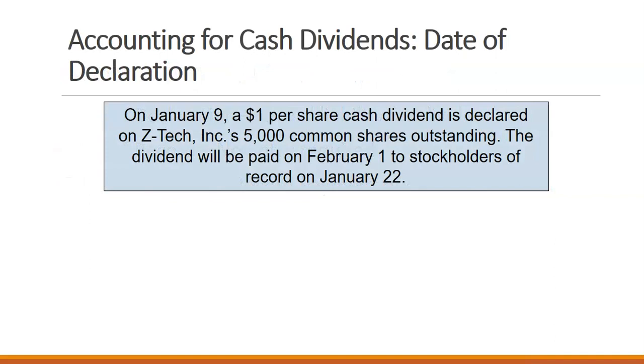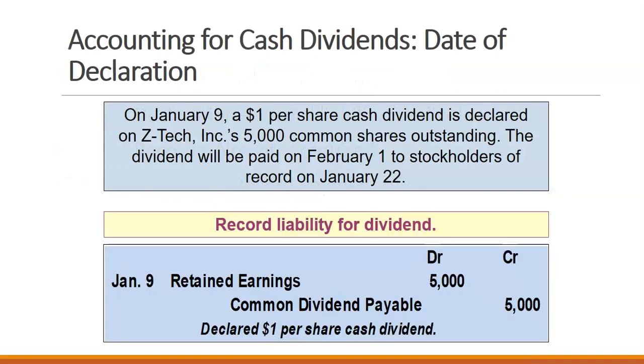When we look at this example, on January 9th, a $1 per share cash dividend is declared on our 5,000 common shares outstanding. The dividend is paid on February 1st to all stockholders of record on January 22nd. So we've declared we're going to pay a dividend to anyone who still owns the stock on January 22nd, but we're going to pay that out on February 1st.